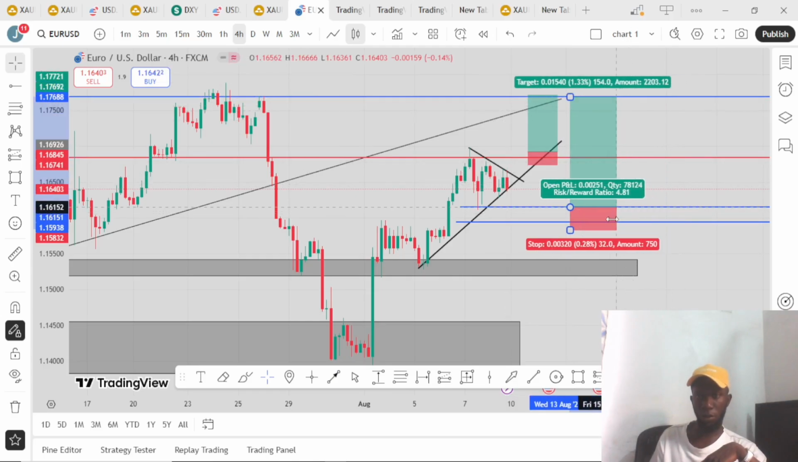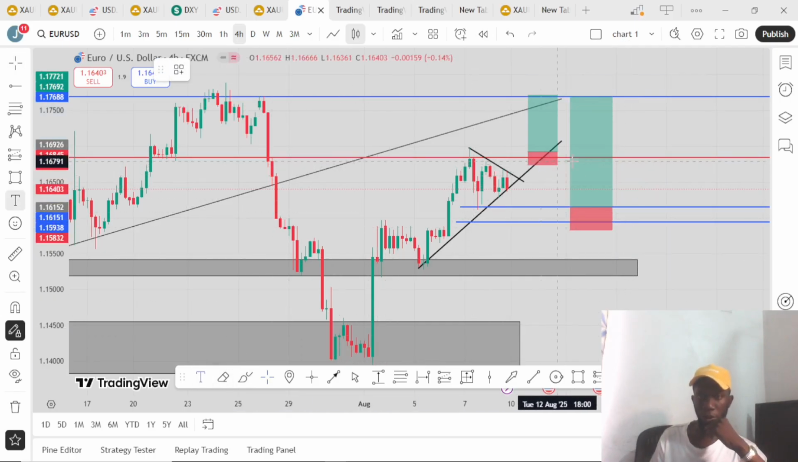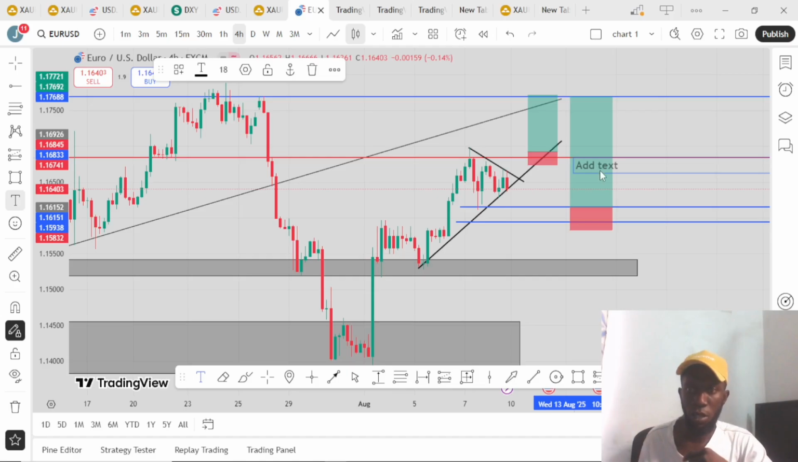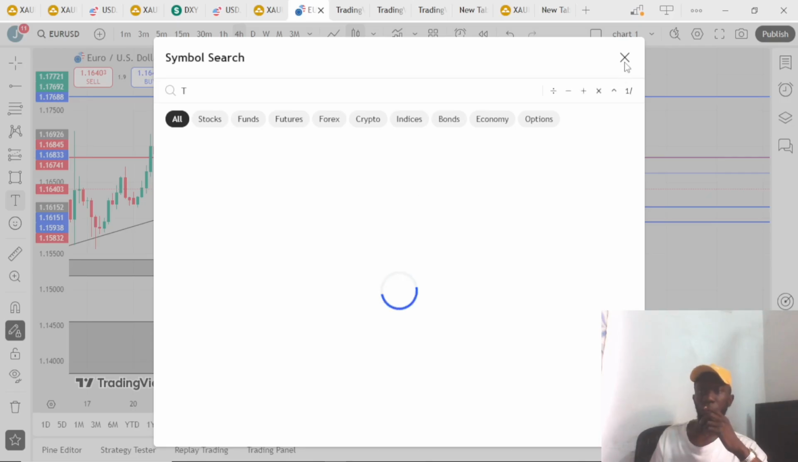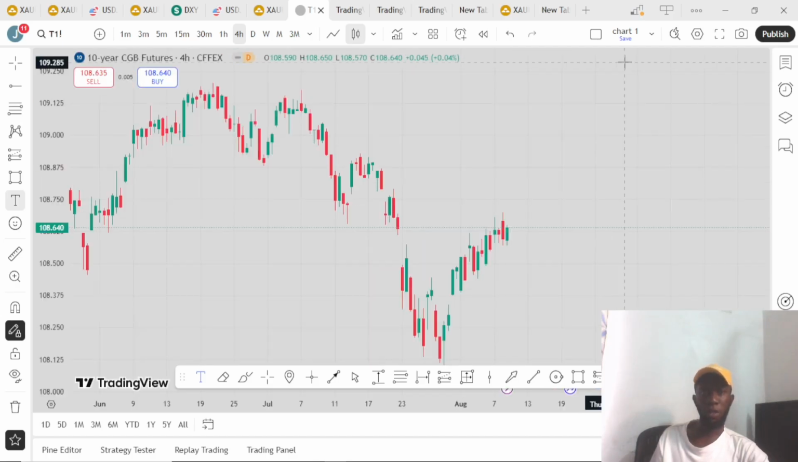So this is what we are expecting on the Euro USD also. Taking this as our TP1, if price goes down to this, we are taking this place as our TP1. Then we are taking this particular zone as our TP2. So now this is our focus on the pairs, guys.